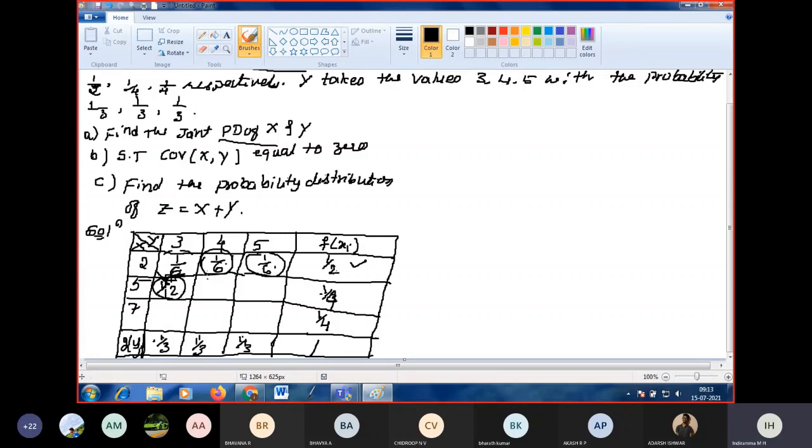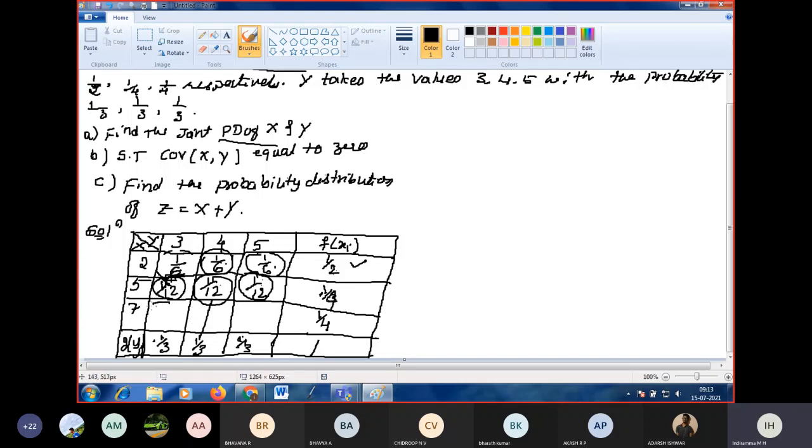Correct? Next, the value of this cell will be the product of this and this. That is 1 by 3 into 1 by 4, again 1 by 12. Next, this cell value will be the product of the marginal distribution, 1 by 3, 1 by 4, again 1 by 12. 1 by 12 plus 1 by 12 plus 1 by 12 is 3 by 12. 3 by 12 is 1 by 4. It is plus, not minus, it is plus 1 by 4.